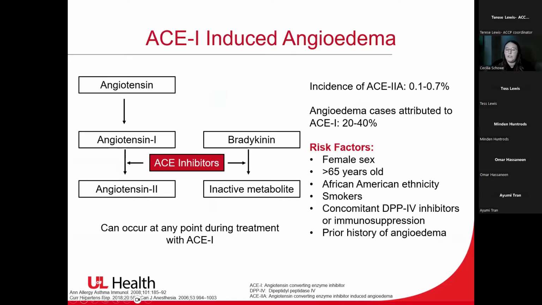Patients who have concomitant DPP-4 inhibitors. So these can also inhibit that breakdown of bradykinin and put patients at an increased risk, and then any prior history of angioedema. One thing to note, this really can occur at any point during treatment with an ACE inhibitor, so it's not something that occurs just within that first month of treatment. It can occur years later, no matter how long the patient's been on these.